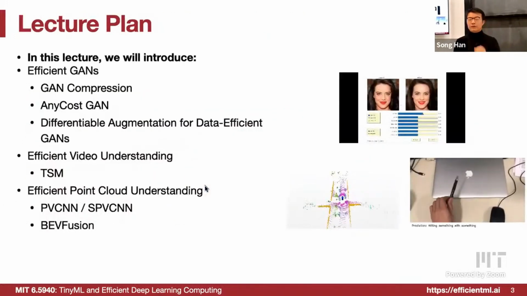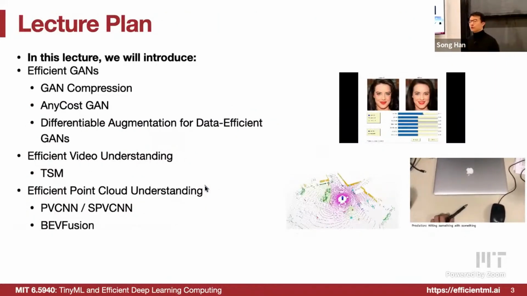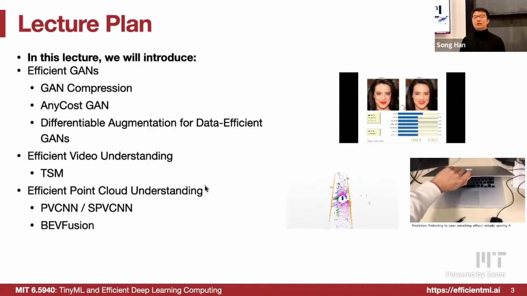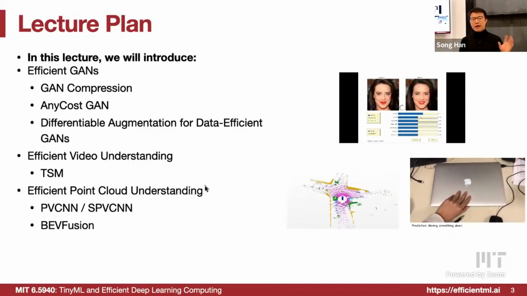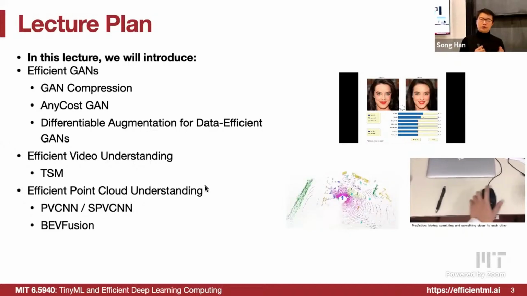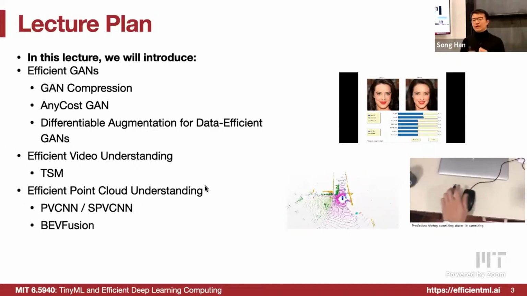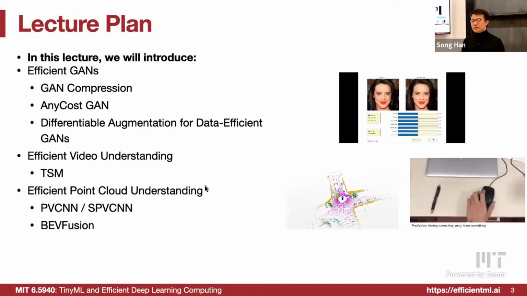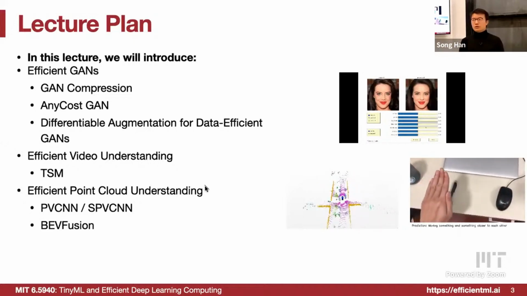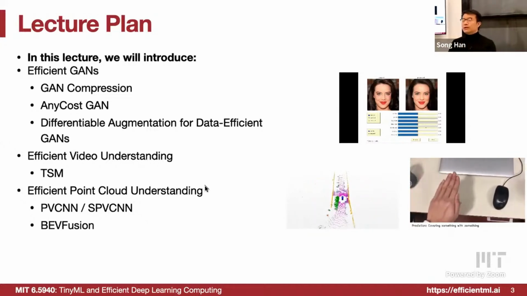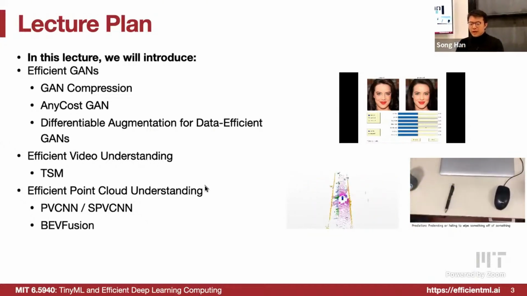So this is the agenda for today. We will first introduce efficient GANs, including 3 techniques: GAN compression, how to compress GAN models; AnyCost GAN, how to apply the once-for-all technique to use a smaller GAN model for quick editing and prototyping, and finally using a larger one for finalization. And finally, data efficiency. How do we use fewer images to train these GAN models? Differentiable augmentation for data-efficient GAN training.